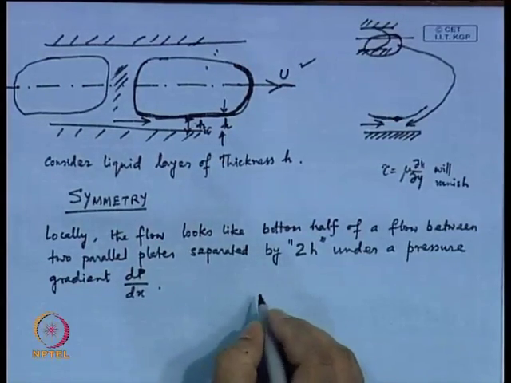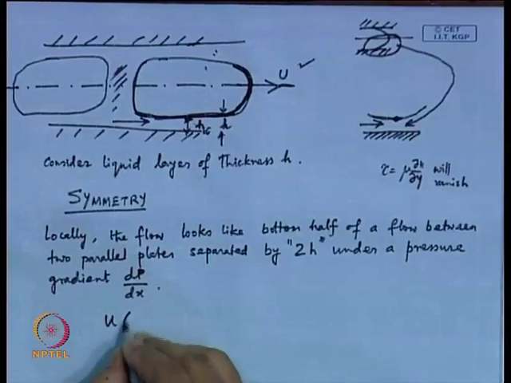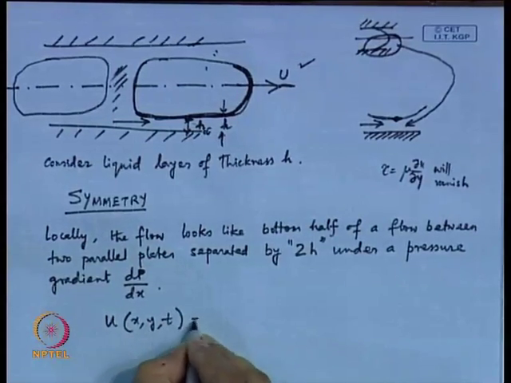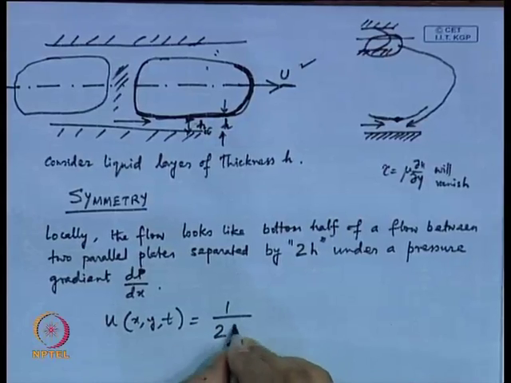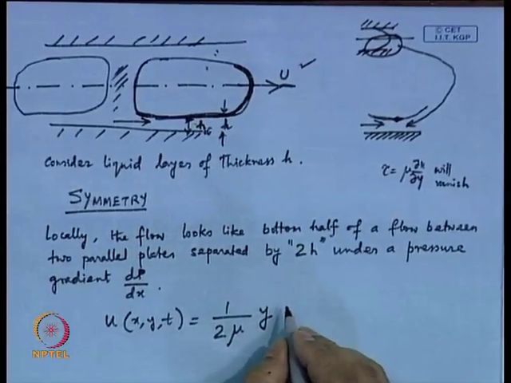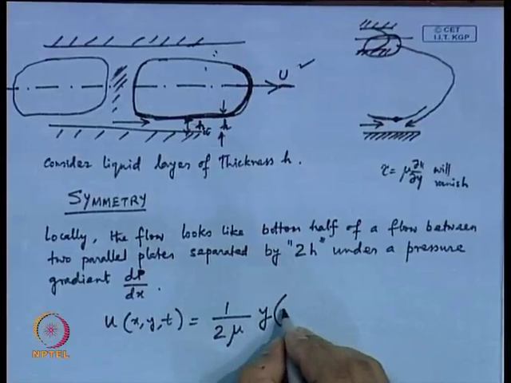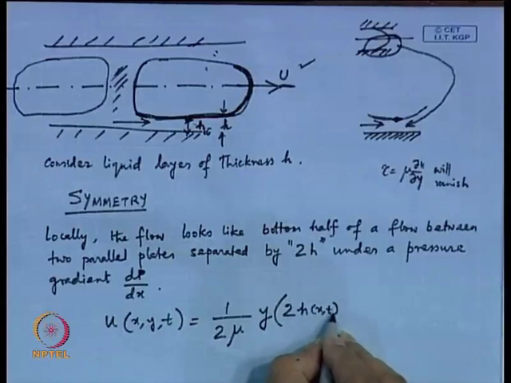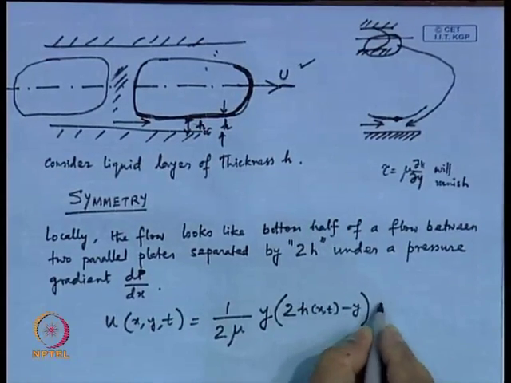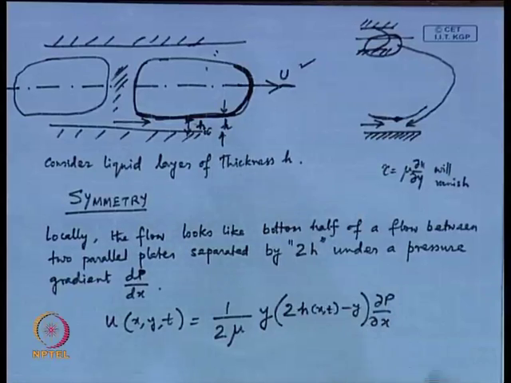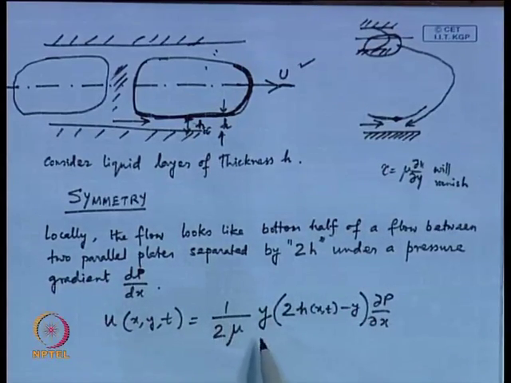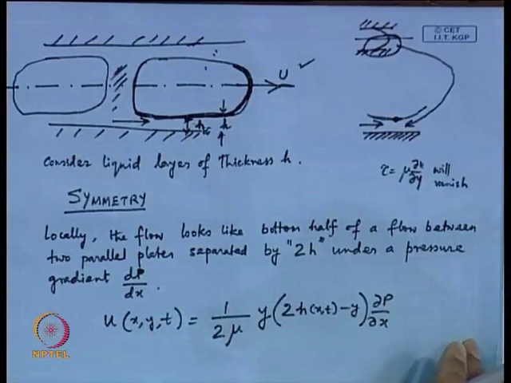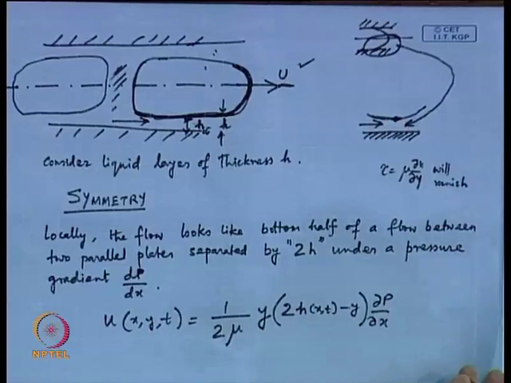So, if we try to write that velocity, this would be something like this: u = 1 by 2 mu y (2h minus y) del p del x. All right. So, this is coming from the flow between two parallel plates separated by distance 2h.